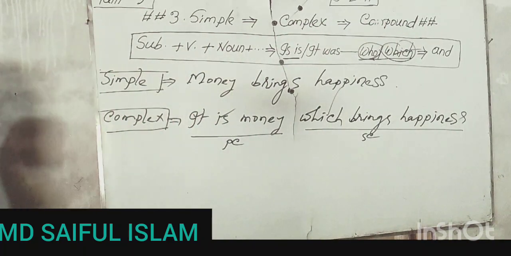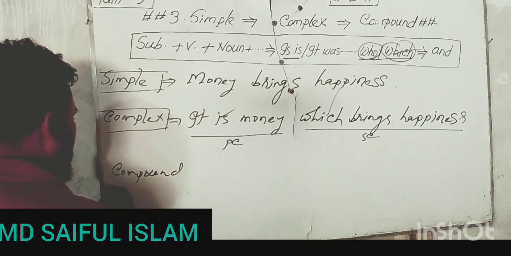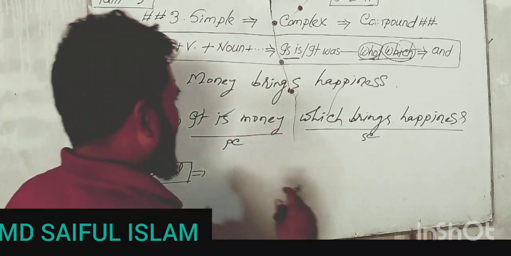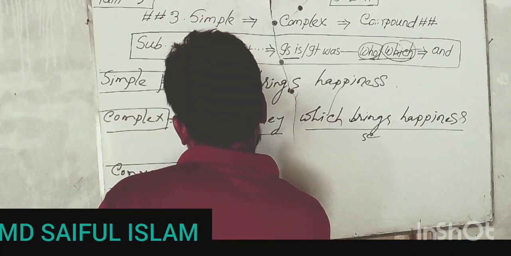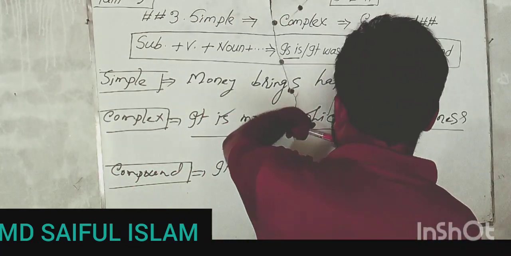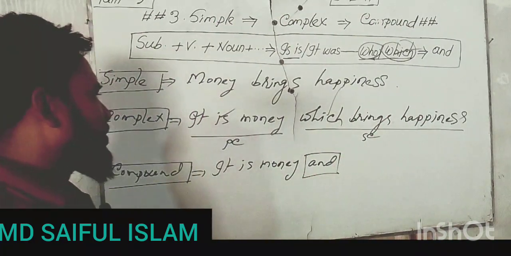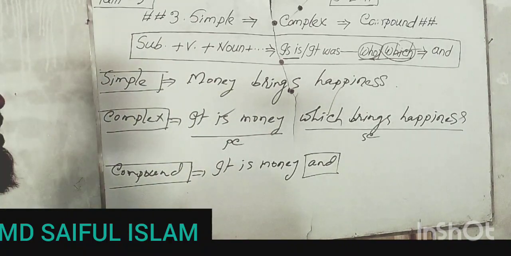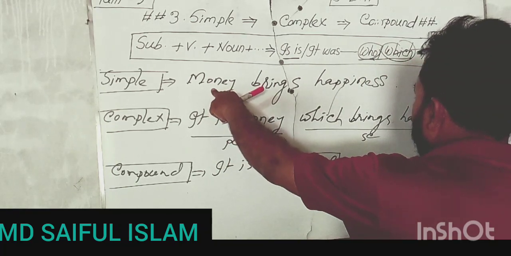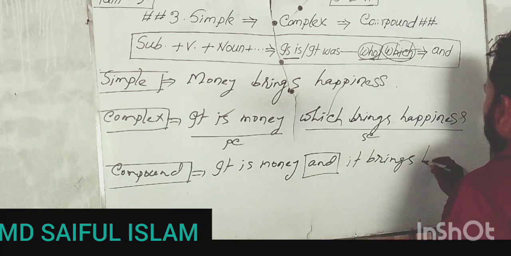Thank you very much. So here's the next, compound. Try to solve this yourself. It is money, and you will have to use "and" instead of "which". Of course, you may use the pronominal form of the first subject. Here the subject is money, and the pronominal form of money, of course, is it. Next, brings happiness.